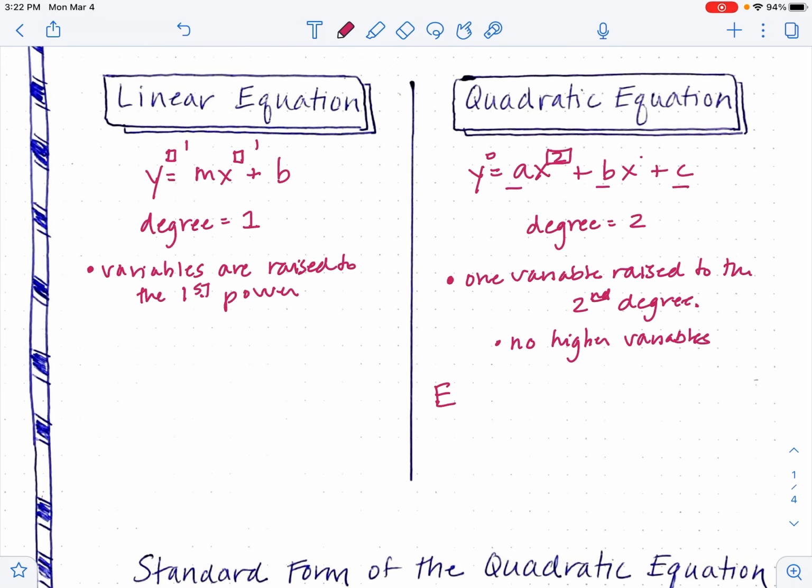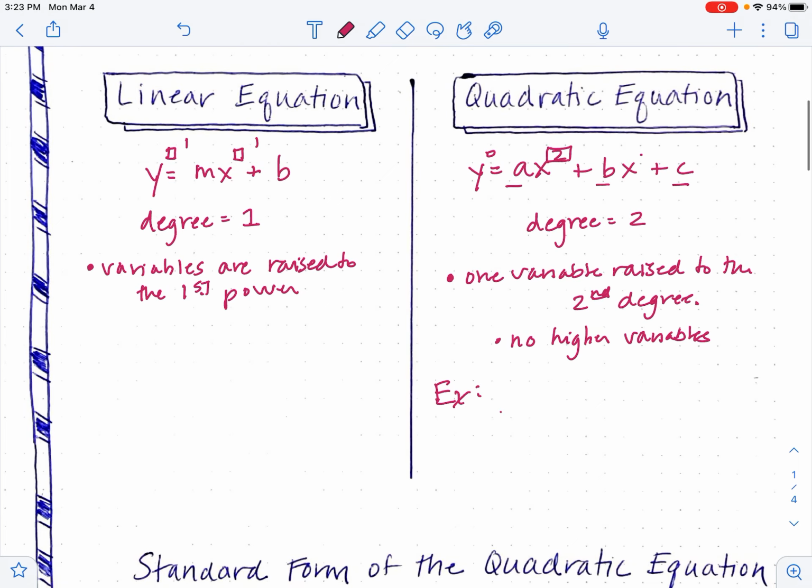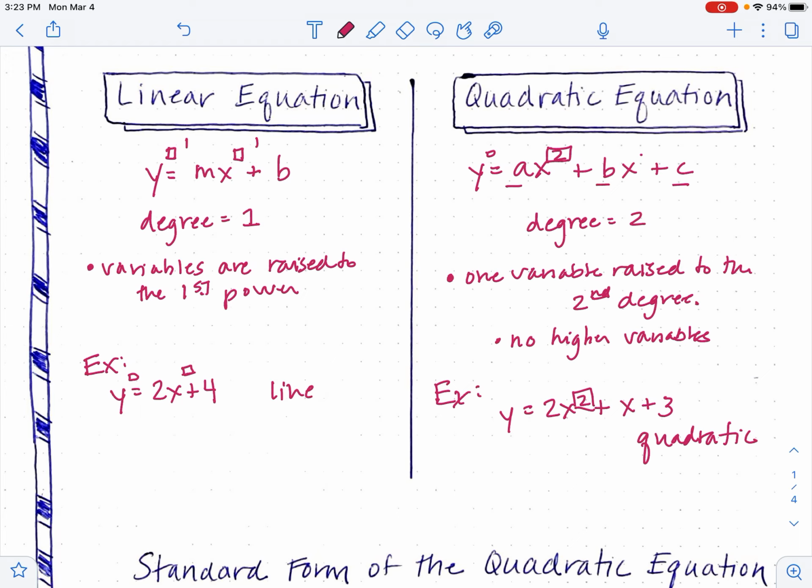Some examples. Y equals 2x squared plus x plus 3. Would that be linear or quadratic? Well, the degree is squared. There's no higher degree, so this would be a quadratic. Over here, an example would be y equals 2x plus 4. Again, what's the highest degree of the variable? In this case, 1 and 1, so this would be linear.